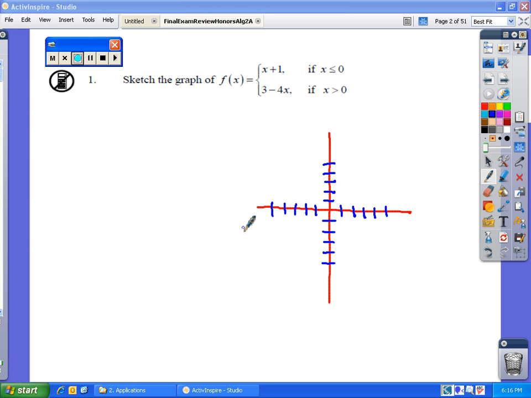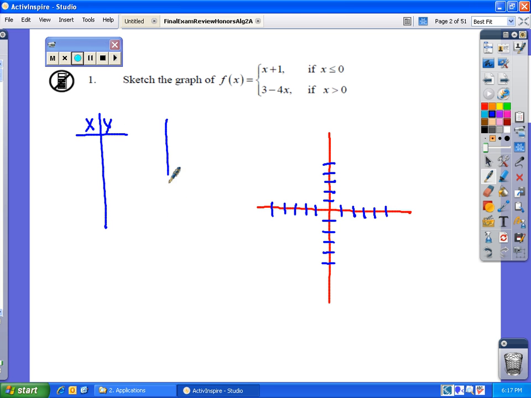In number 1, we're asked to sketch the graph of a piecewise function. We'll start by setting up two data tables, one for each piece. We'll label each one. And notice both tables start with 0.